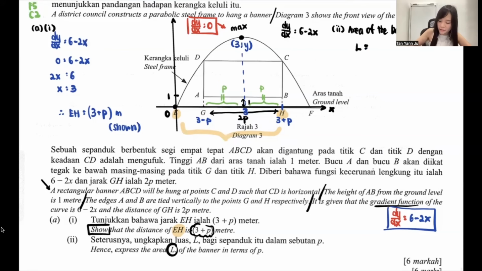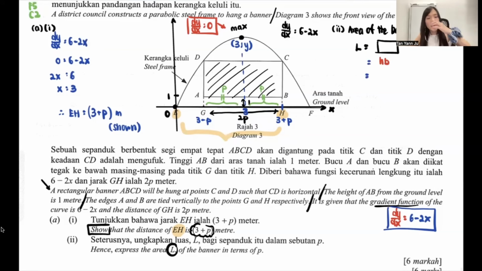So how do I find the area of the banner? My dear, area is like that. So area for a rectangle. The area formula for a rectangle, isn't it height times base? Correct, my dear? So what is the height? Don't have. What is the base? The base, I think, is 2p. Okay? So now I think I need to find the height out.